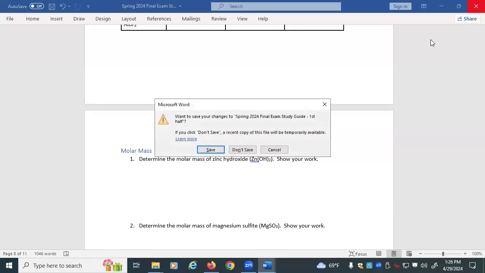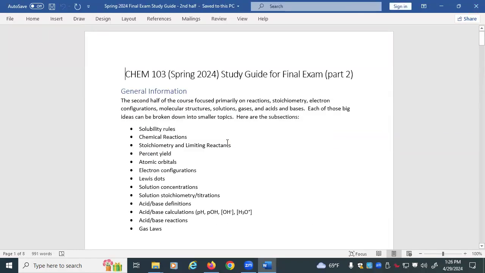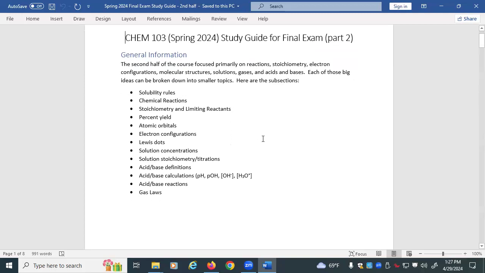Right, hearing none, I'll remind you that that study guide and the key are both in Blackboard in the final exam prep folder. Also in that folder is this study guide for the second half of the course. And so just wanted to remind you of a couple of things and also inform you of some others.